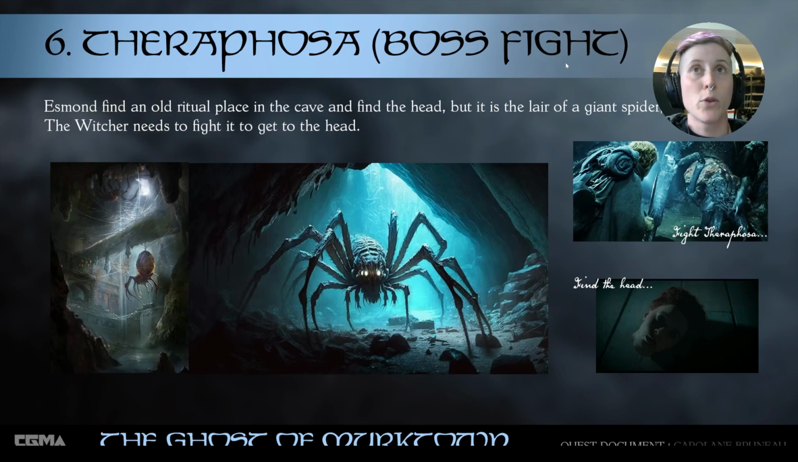Number 6, Terrafosa. So this would be a boss fight. I didn't prototype a lot of it in the level, but you can at least see the arena. Esmond finds an old ritual place in the cave and finds the head, but it's the lair of a giant spider, Terrafosa. The Witcher needs to fight it to get to the head.